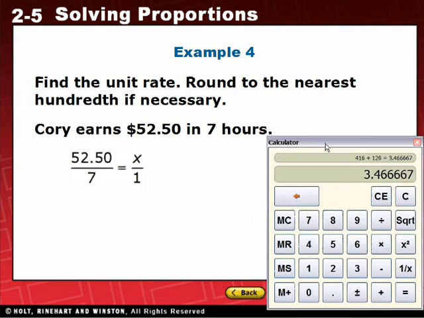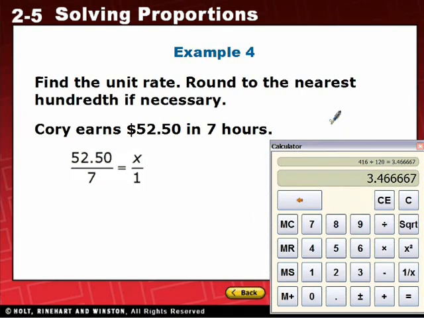Corey earns $52.50 in 7 hours. And if we want to know the unit rate, that means we want to know how much he earns in 1 hour instead. So we're going to divide both the top and the bottom of the ratio by 7.